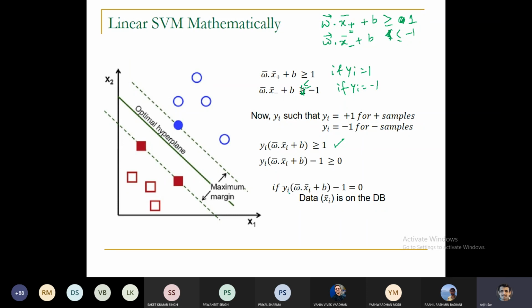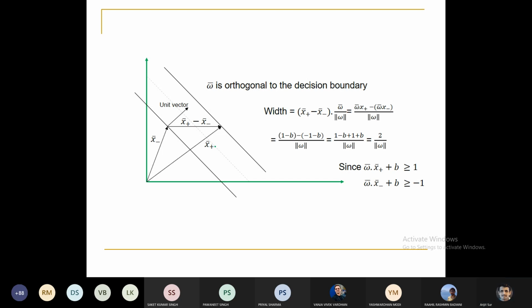So now the case is that if yi (w xi + b) minus 1 equals 0, then this data xi is on the decision boundary. That is the same thing we see. Now here, this is W. W is orthogonal to the decision boundary because this is 90 degrees, this is 90 degrees, so this is also 90 degrees. It's the same thing.